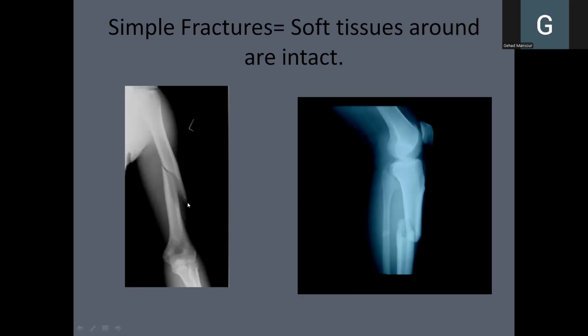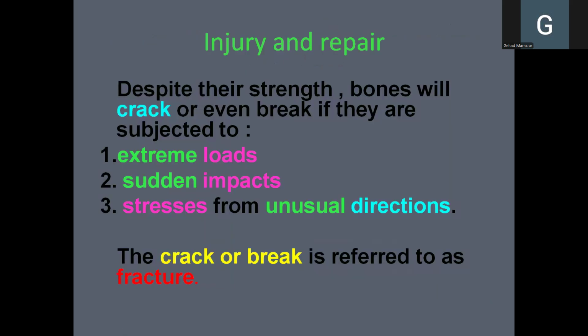But here, of course, it's obvious that this fracture of the humerus is a compound fracture because, as you can see, the sharp pointed fractured end of the humerus perforated the skin and appeared on the outer surface of the skin. So despite the strength of the bones, they can break down, can crack in certain conditions.